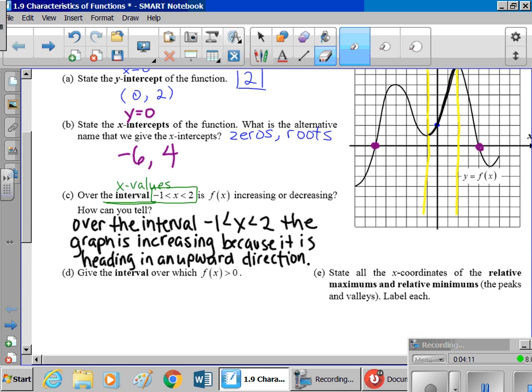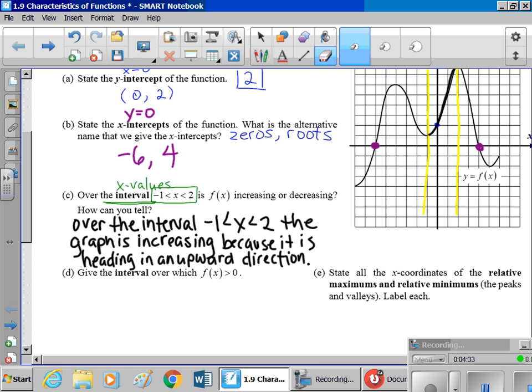All right, that makes sense, right? Again, when it asks you questions like that, don't think that they're always asking you crazy mathematical questions. Sometimes they're asking you just to explain what you're talking about, just like you'd explain it to your grandmother. So we know it's increasing because it's heading upward. If it was decreasing, it would be heading downward.